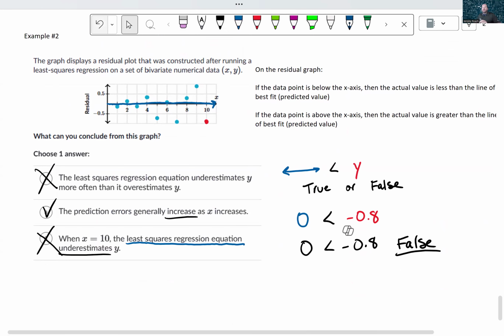Okay. So you're going to see some more questions that ask you about the least squares regression equation underestimating or overestimating y. And I think it's really helpful if you can write some inequality statements. Eventually you should be able to find a nice pattern that will give you a shortcut after you write a couple of these out.